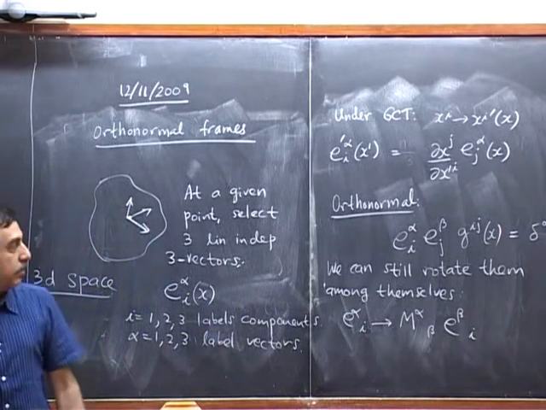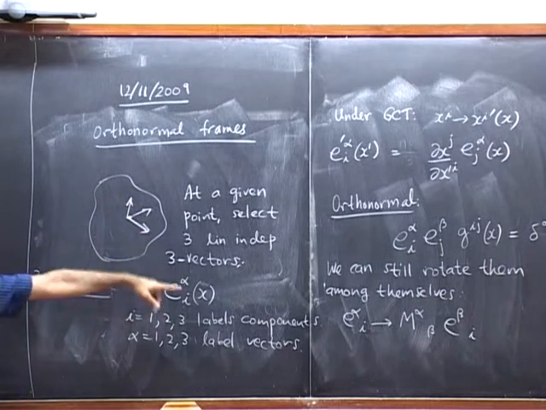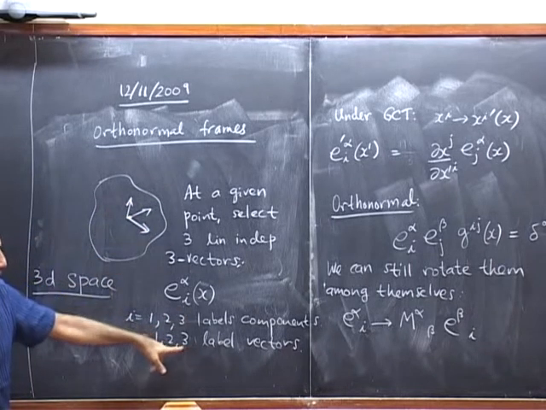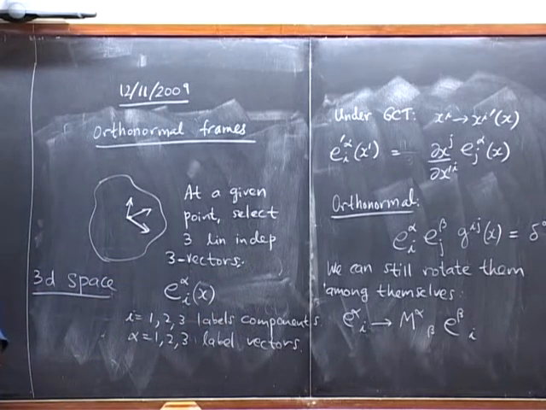Okay? Because it's the label which I am rotating. I am not doing anything to the components of the vectors as far as the space-time is concerned. I am just rotating the definition among the 3 vectors. So the new vectors will be linear combinations of the old ones.